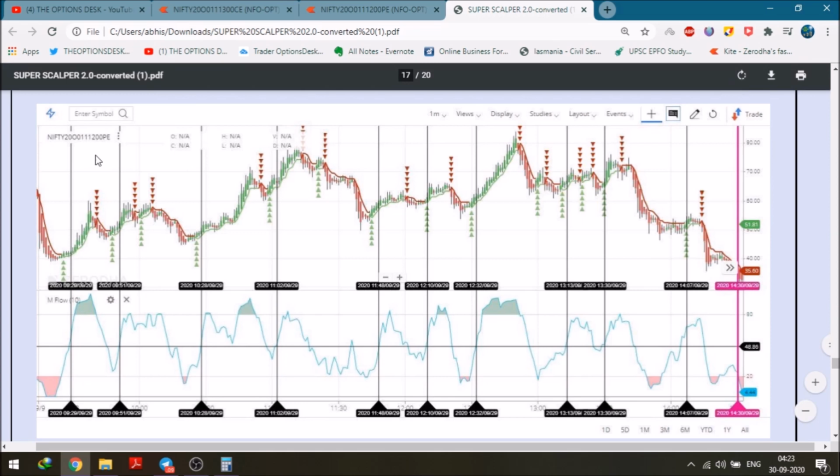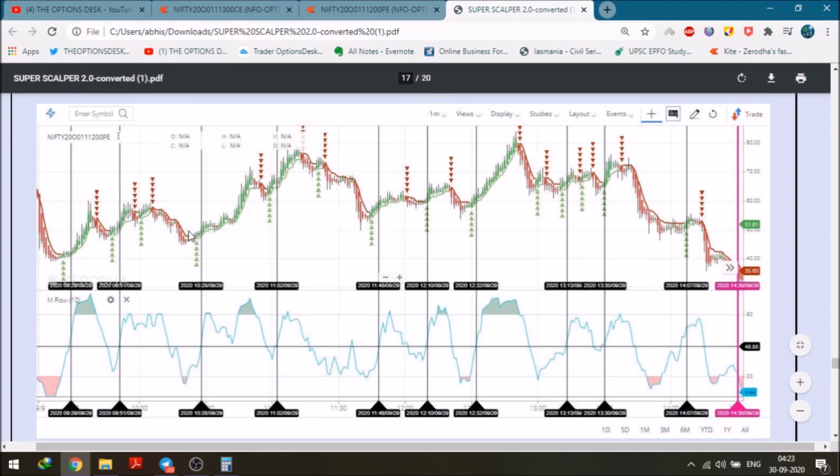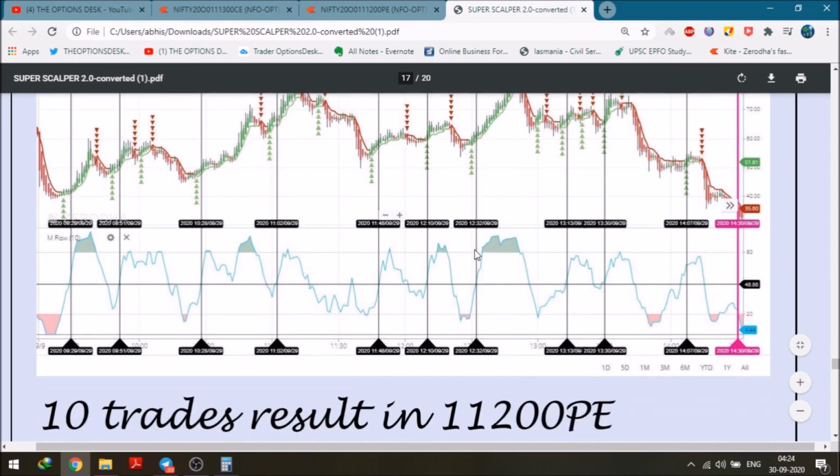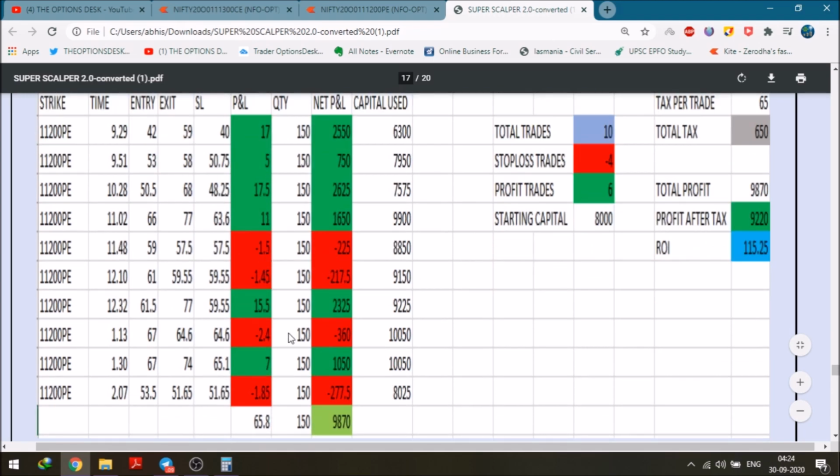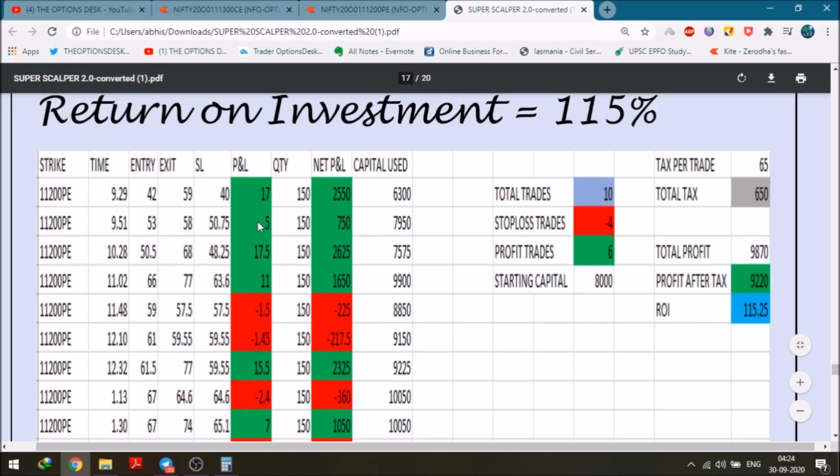Now let's go to the other end. Same 11,200 put, 1, 2, 3, 4, 5, 6, 7, 8, 9, 10 trades here. Stop loss, stop loss. Okay, stop loss. No stop loss. Okay, fine. So the other stop loss trades were 4, 1.5, 1.45, 2.4, 1.85. See the profitable trades: 17, 5, 17.5, 11, 15.5, 7.